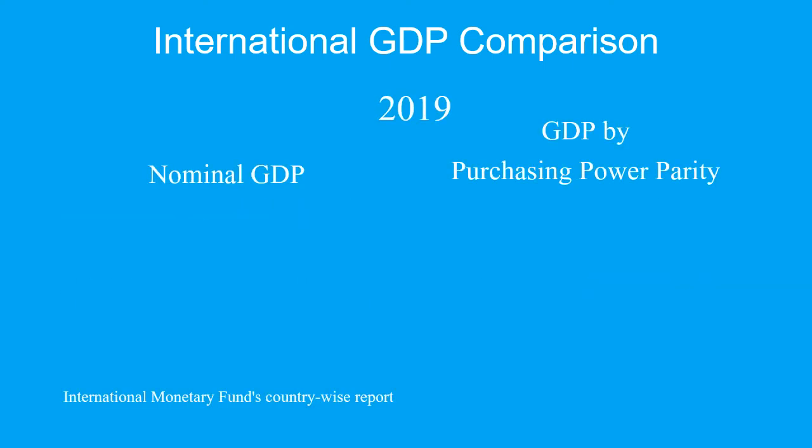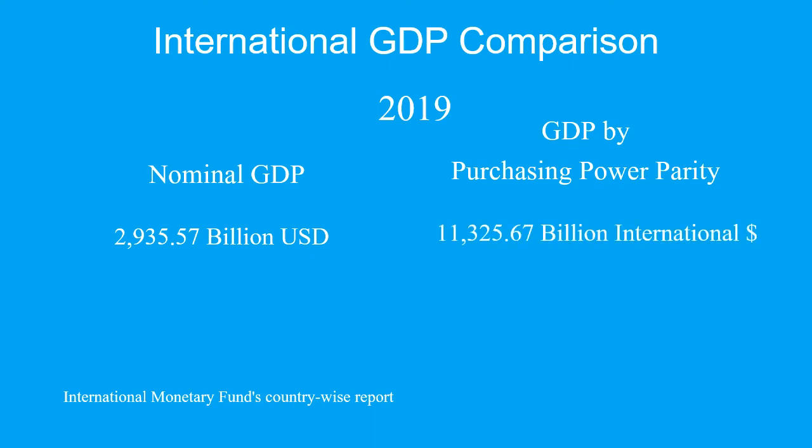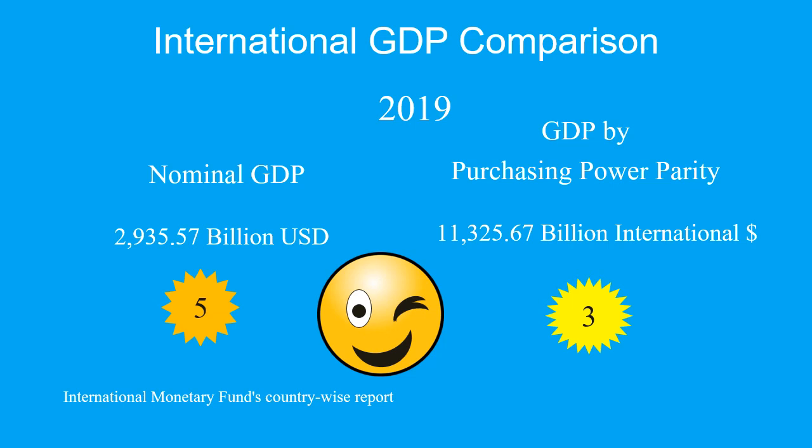For this reason, if we look at the country report of the International Monetary Fund for the year 2019, while India's nominal GDP was $2,935 billion, its GDP based on purchasing power parity was $11,325 billion international dollars. Due to this, while India was ranked 5th among the countries of the world in terms of nominal GDP, India's ranking was 3rd in the world based on purchasing power parity. This also means that India had become a $5 trillion GDP economy a long time ago, by purchasing power parity.